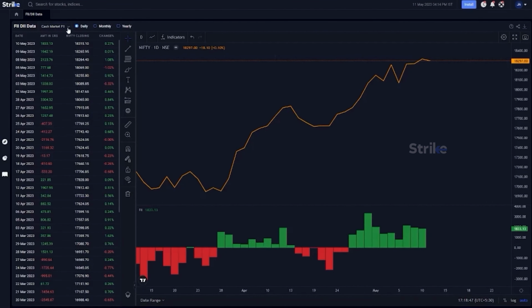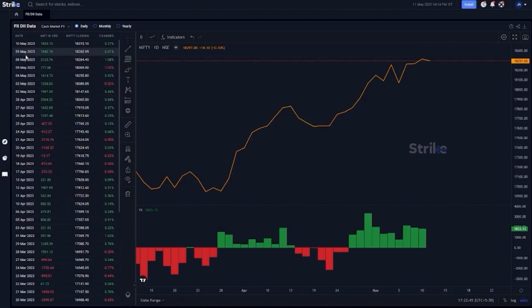At the top left, you can see a drop down where you can select the data you want to see. Right now, I have clicked on the cash market FII data. On the left hand side, you can see a data window, and on the right hand side at the top, you can see the chart, and at the bottom, you can see a red and a green bar. Green bar indicates net buying, red bar indicates net selling.